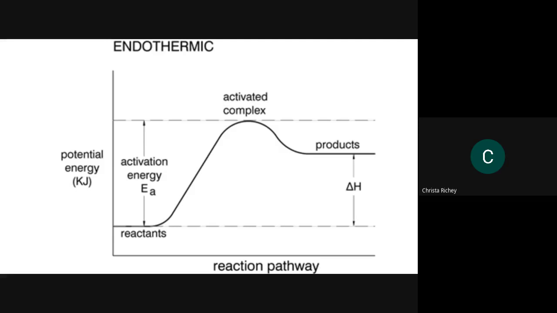Your heat of reaction or enthalpy, your triangle delta H, is the difference between your products and your reactants. And in this case, it would be 40 minus 10, which is 30 kilojoules.